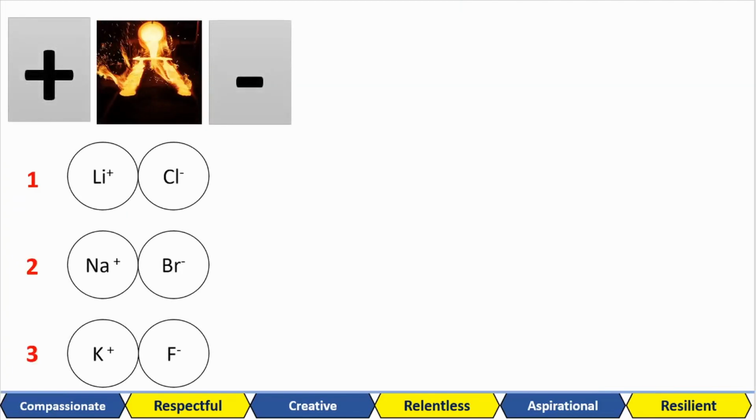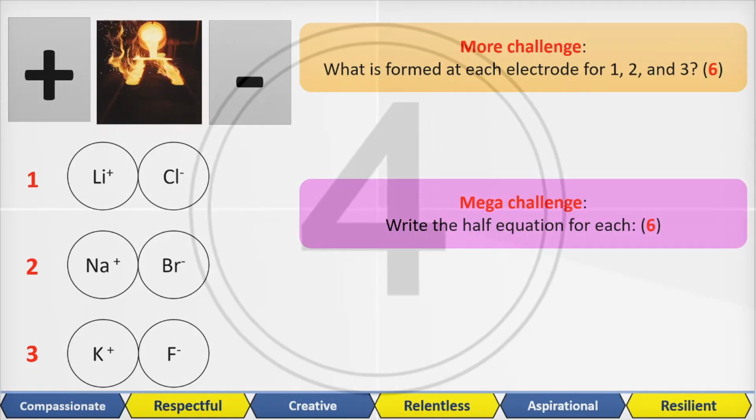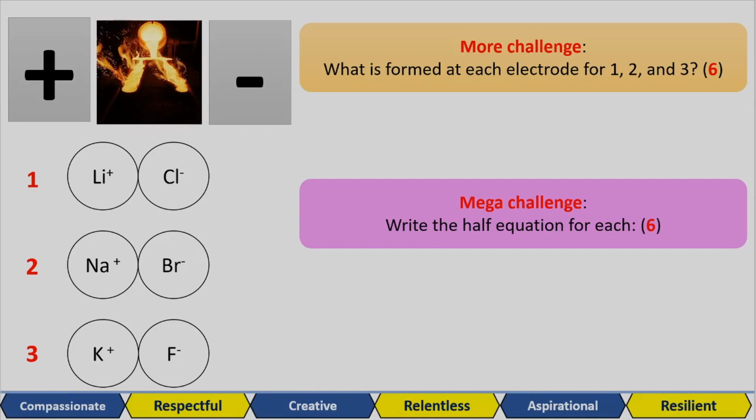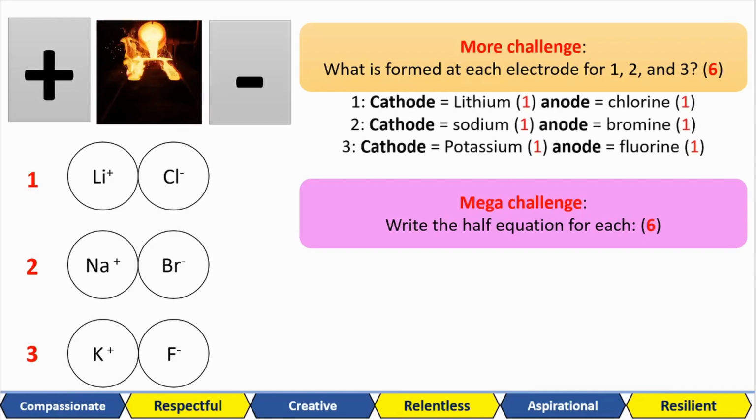Here I have 3 different molten substances. I've got these 2 challenge questions. You know what to do. Remember that metal ions, the first part of the name, go to the cathode. So lithium, sodium and potassium are formed at the cathode. That means chlorine, bromine and fluorine are formed at the anode.